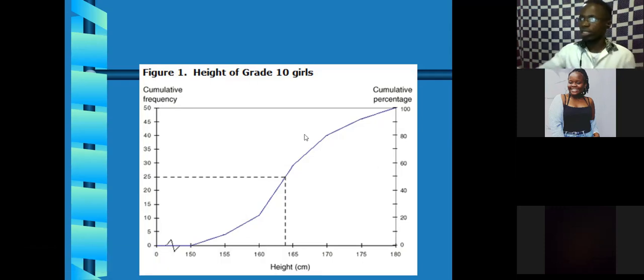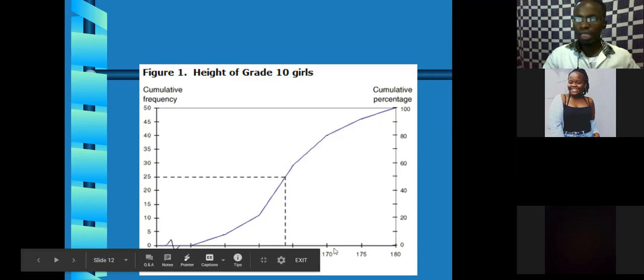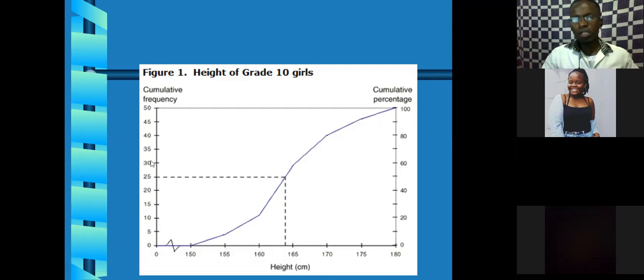I also added this graph. It is showing the height of grade 10 girls. So this side it's showing the cumulative frequency, and this side it is showing the height. So this is 50, so the 50th percentile is going to be somewhere at 25.